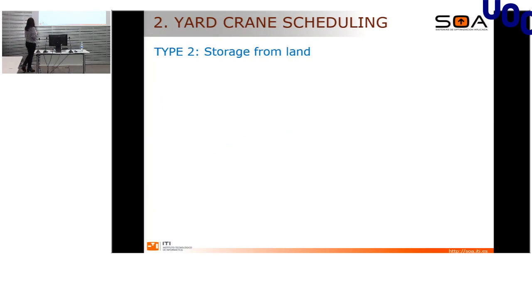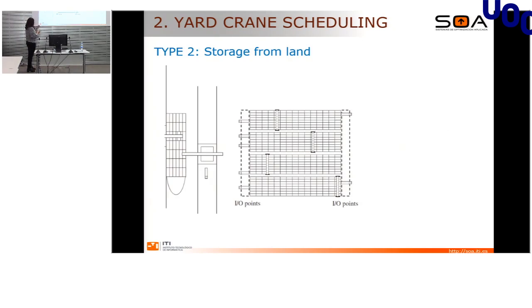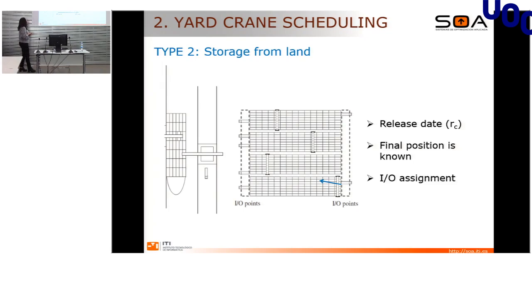So storage from land is the same operation, but on the other side. The truck arrives, and from the truck to the yard. We know also the release date of the container. The final position is also known, and the truck needs an input-output to unload the container.